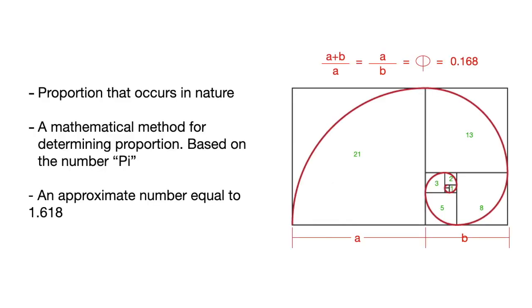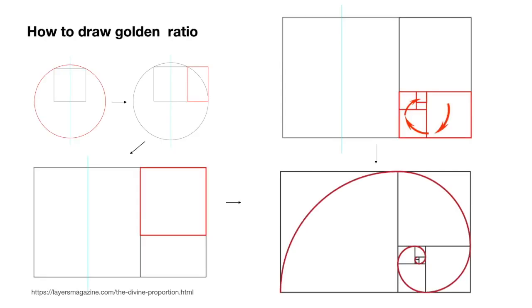The golden section is a proportion that occurs in nature. It's a mathematical method for determining proportion based on the number phi, an approximate number equal to 1.618. Here is a picture of how to draw the golden ratio. All proportion is built under the circle by starting with a square and rectangles respectively.